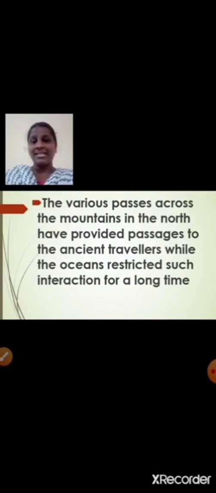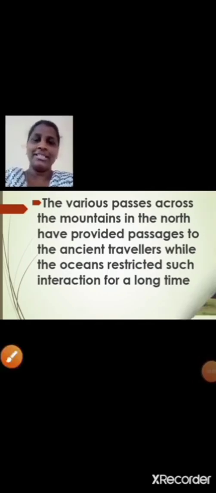The various passes across the mountains in the north have provided passages to the ancient travelers, while the oceans restricted such interaction for a long time. It is very clear, students. The ancient travelers could enter our country with the help of the passes across the mountains in the north, whereas the oceans restricted such interaction for a long time.